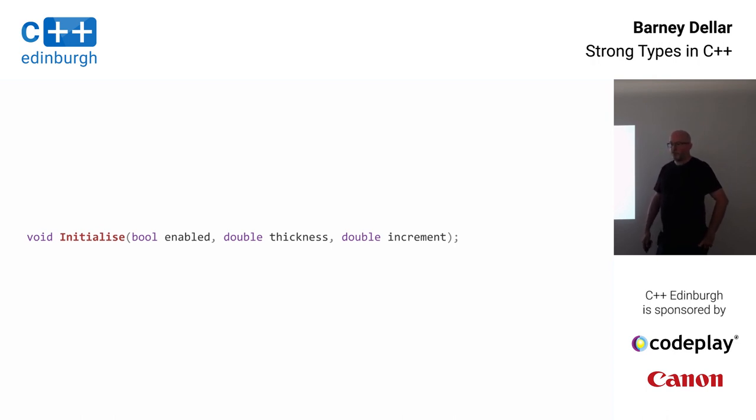And so we have a Boolean that represents whether the feature is enabled. We have a thickness in millimeters and an increment in millimeters. And we had a lot of these functions and a lot of these values being stored. And it would be quite easy to call it with increment and thickness the wrong way around, because how would you know? But more than that, you need to read the types and the parameter names to understand what the API is.